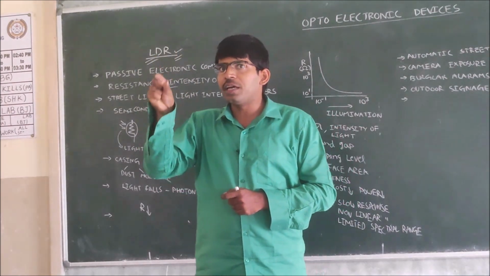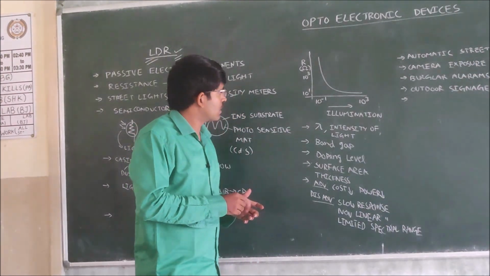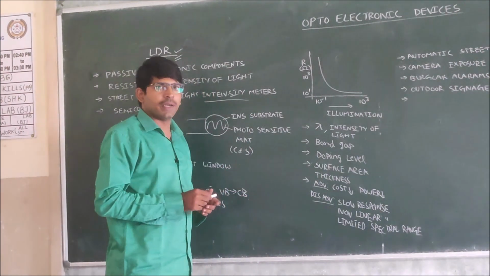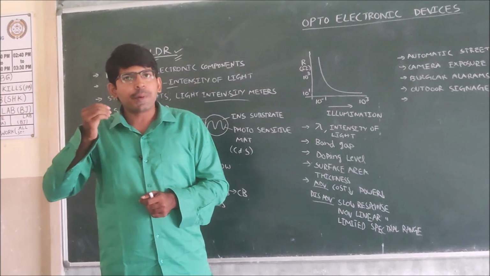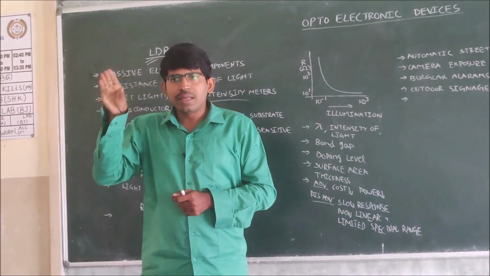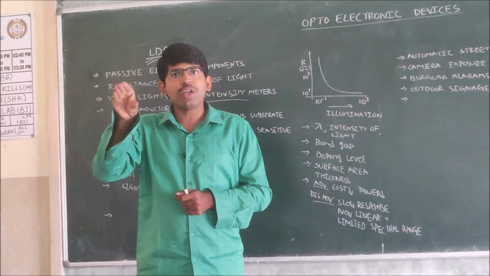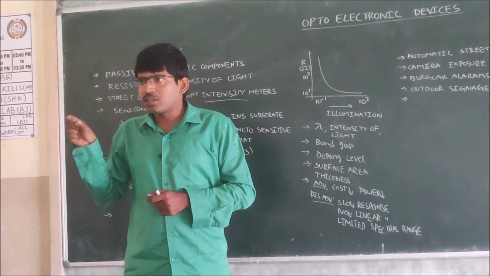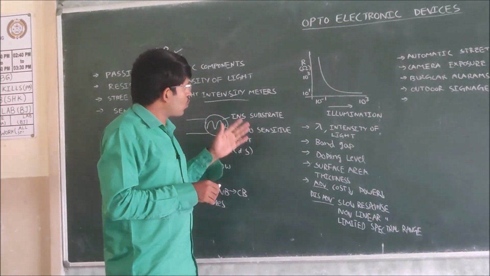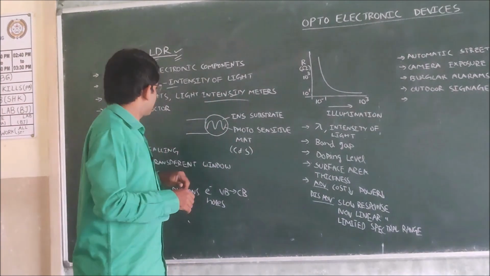Based on the decrement of the resistance in the light intensity meter, we can interpret that there is a possibility of more light intensity. That's how light meters will work. So light meters use the LDR.